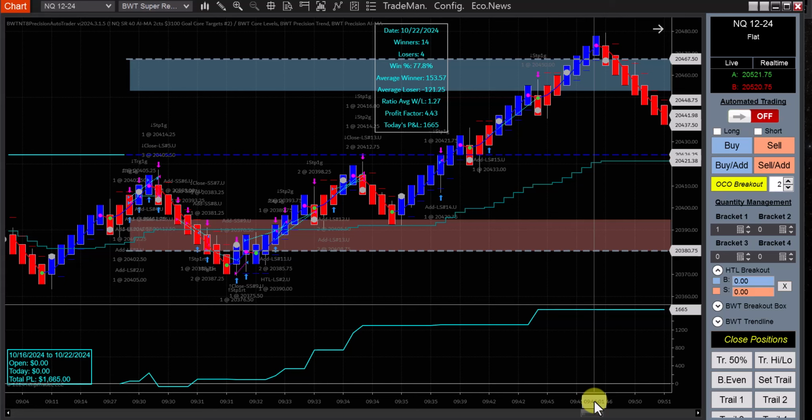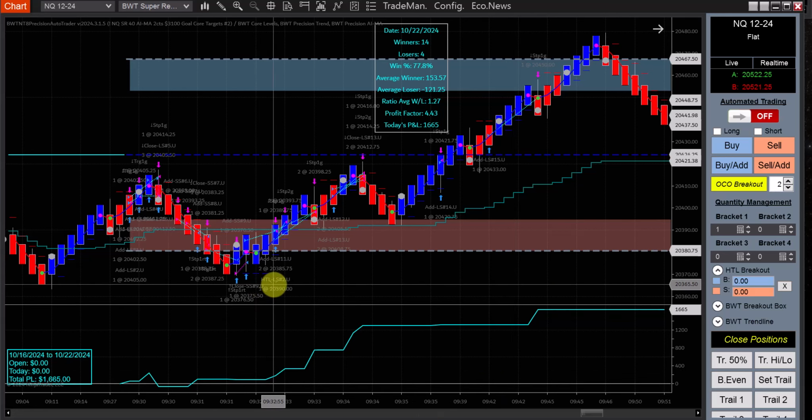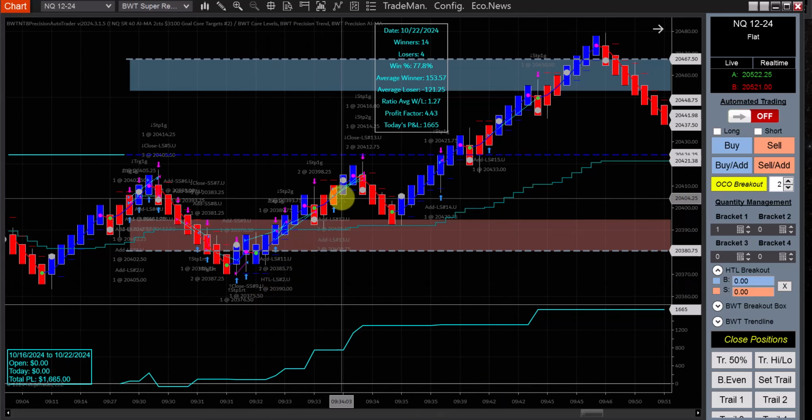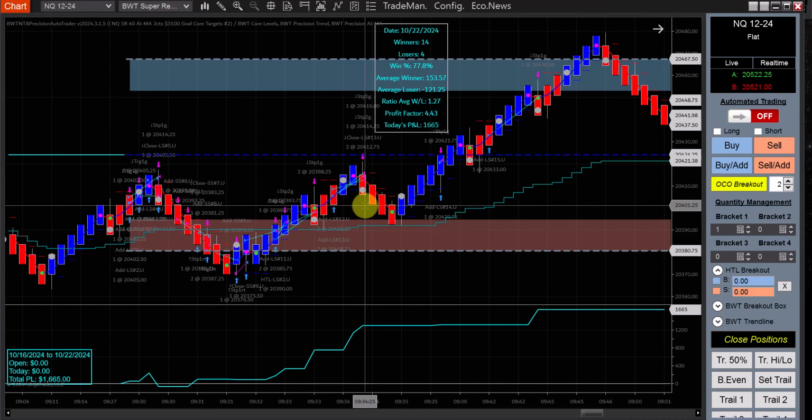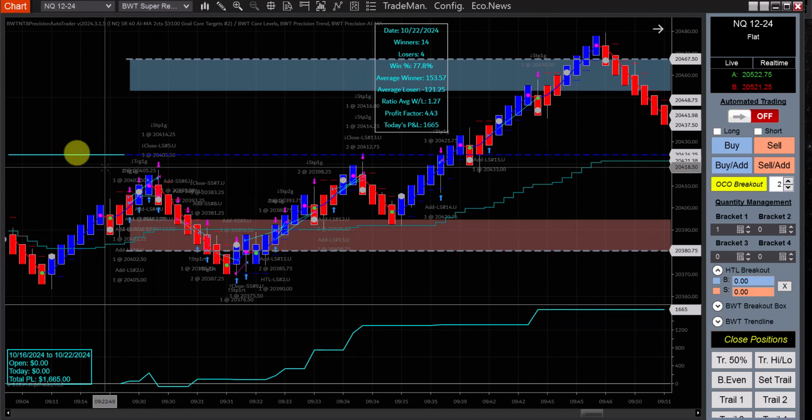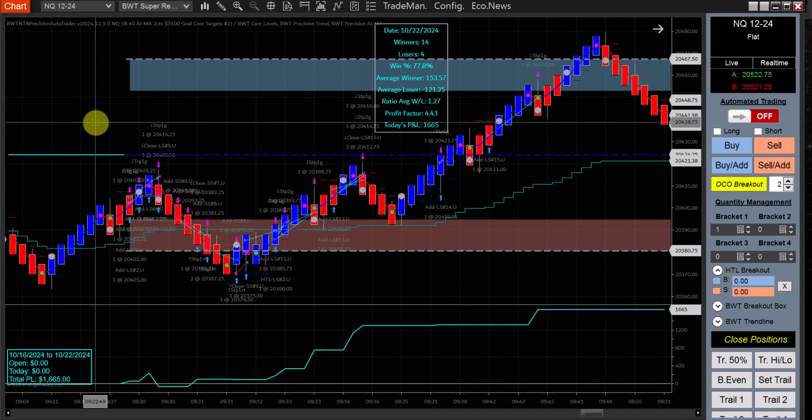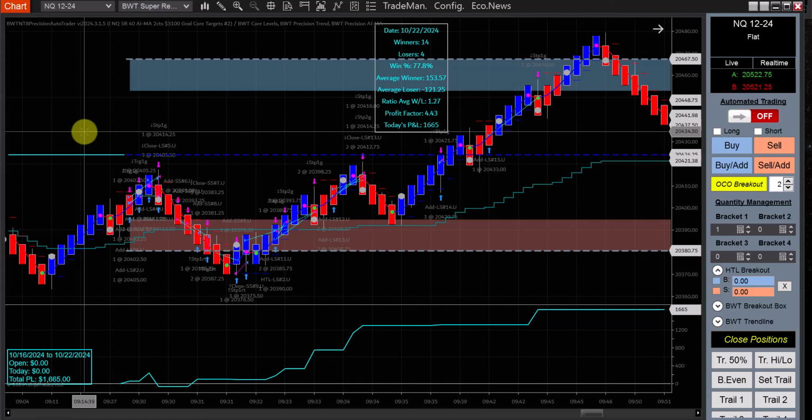Now, these trades were tied to the calls in the trade room. And in our trade room, we don't call exact prices of trades because, again, when trading with a prop firm, they don't want to see 50 people entering a trade all at the same price. What we teach in our trade room is how to read the market in a way to determine where the buyers and the sellers are, the buy and sell zones.